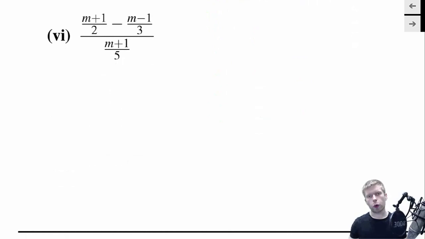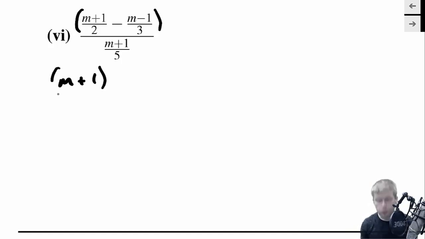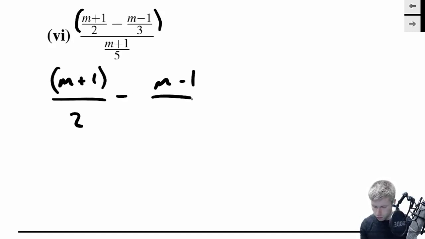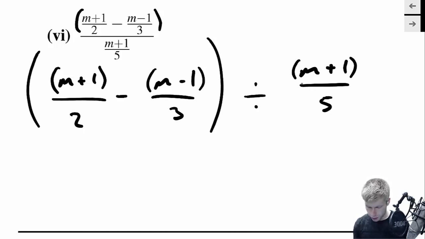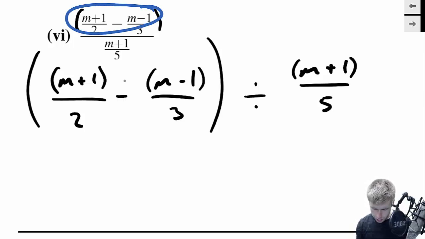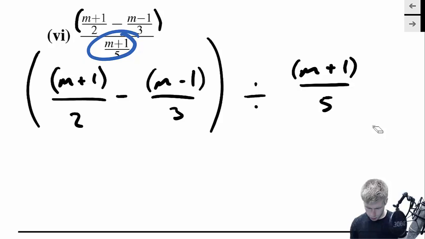Now this one here is a little bit more awkward because I've got fractions on top of fractions. So the easiest way to deal with this is to write my biggest fraction as a divide. In other words, I have this entire numerator, (m plus 1 over 2, subtract m minus 1 over 3). I'm going to put the brackets in now because I suspect it might help. All divided by, one big set of brackets, (m plus 1 over 5). So I'm literally saying it's this numerator divided by this denominator here.